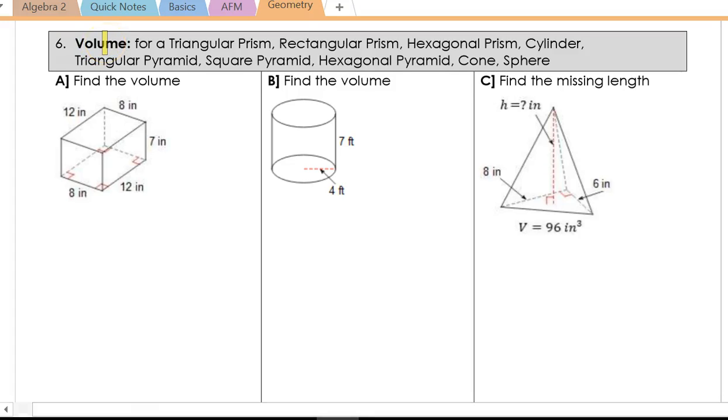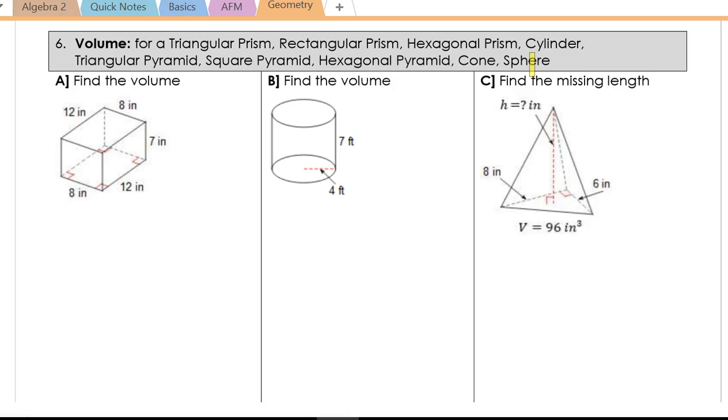Section 6 of the Unit 11 exam for geometry on volume. Once again, we are responsible to know how to find the volume of these 9 solids: a triangular prism, rectangular prism, hexagonal prism, cylinder, triangular pyramid, square pyramid, hexagonal pyramid, cone, and sphere. All these formulas are given to you via the SOL formula sheet.